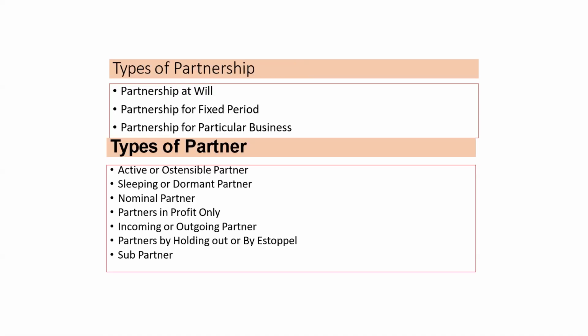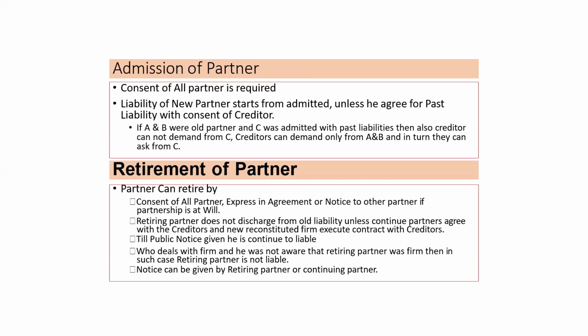Types of partnership. Partnership at will. Partnership may be for a fixed duration. Partnership may be for a particular business. Okay. Types of partners: active or ostensible partner, sleeping or dormant partner, nominal partner, partner in profit only, incoming or outgoing partner, partner by holding out or by estoppel, sub partner. So these are the various types of partners.